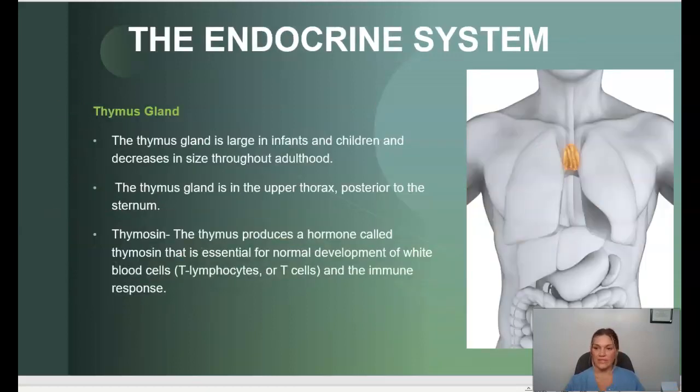Here we have the thymus gland. As you can see, that's right here. The thymus gland is large in infants and children and decreases in size throughout adulthood. It produces a hormone called thymosin that is essential for the normal development of white blood cells, or T lymphocytes, or T cells, which we also discuss in our immune lesson. So this obviously helps with the immune response.